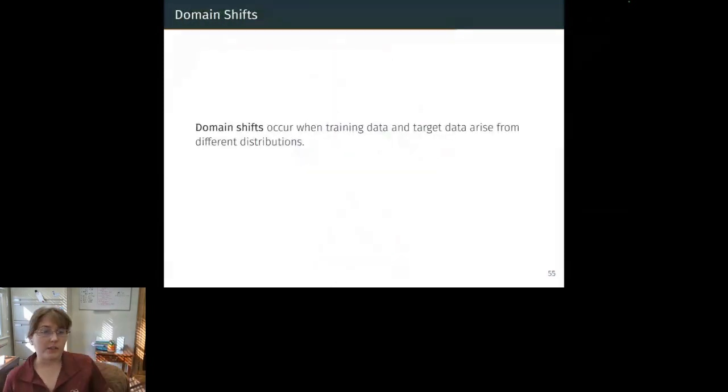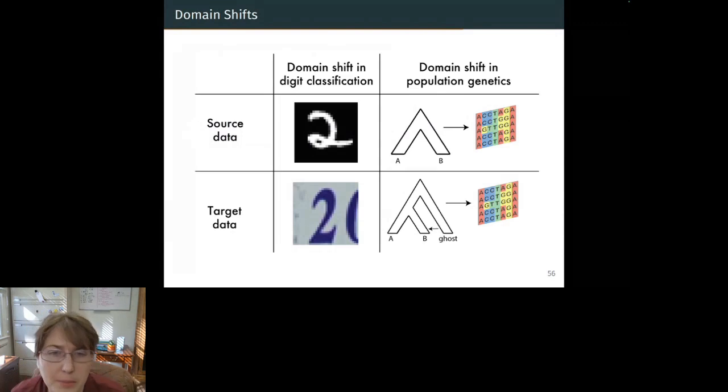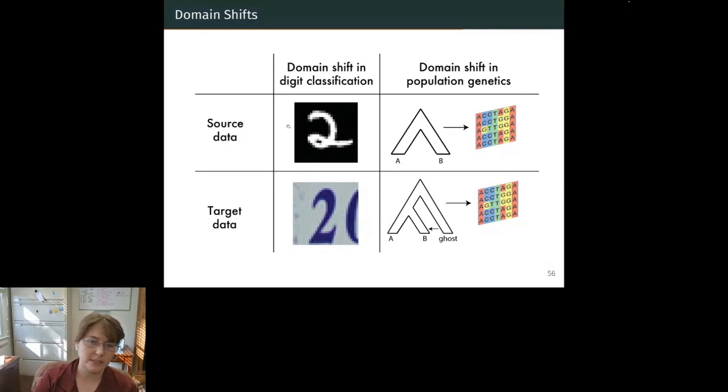In machine learning, this is called a domain shift. A domain shift occurs when the training data and the target data arise from different distributions. So the canonical example in machine learning comes from digit classification. If you've done much machine learning, you've probably run into this data set of handwritten digits. This is really commonly used to develop machine learning algorithms. And so let's imagine that someone built a classifier to identify digits from these handwritten digits. This is the source data or the training data.